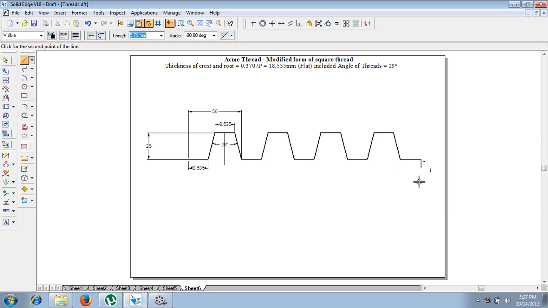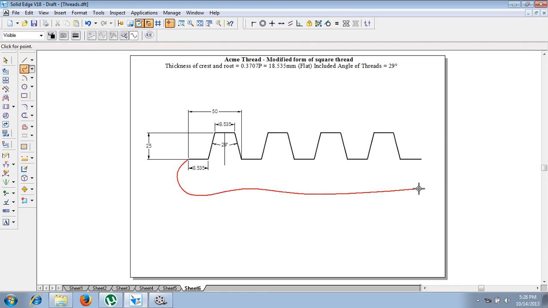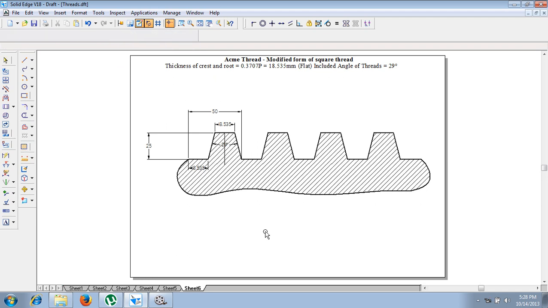Now let me draw a simple line like this, which is of thickness 0.5 millimeter. Now using a command called curve, let us form the solid portion. After forming the solid portion, the thickness of the curve should be 0.5 millimeter. Now using a command called fill with 45 degrees and 3 mm, let me complete the hatching, which is going to complete the another thread profile that is called the Acme thread, which is nothing but a modified form of square thread.